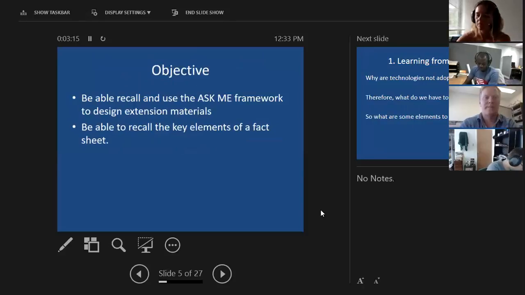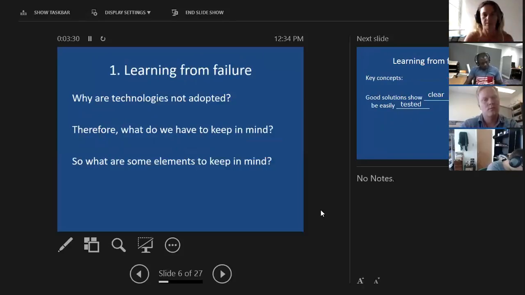So the objectives for today: be able to recall and use the Ask Me framework to design extension materials, and we'll look at that, and be able to recall the key elements of the fact sheet. Okay, let's push on. Very quickly, on the top of the page it says, why are promoted technologies not adopted? What do you think? Take a few moments, jot down some ideas, and then I'm going to come around and ask you all.